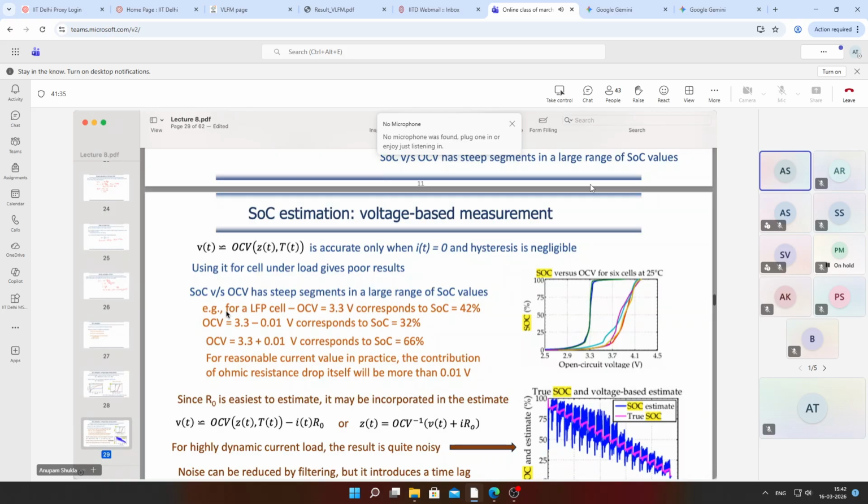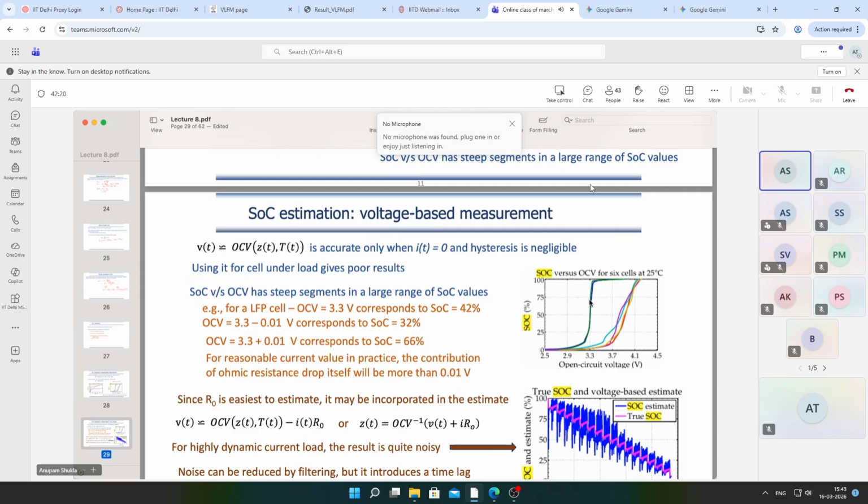So there are some values given here: for an LFP cell, OCV at 3.3 volt, around this value, corresponds to something like 42%, assuming that this curve accurately depicts the SOC to OCV relationship. However, if the OCV changes by only 10 millivolts, which is 3.3 minus 0.01 volt, the OCV will be somewhere here, and the SOC drops down to about 32 percent. And if it increases by 0.01 volt, the SOC will change to 66 percent.